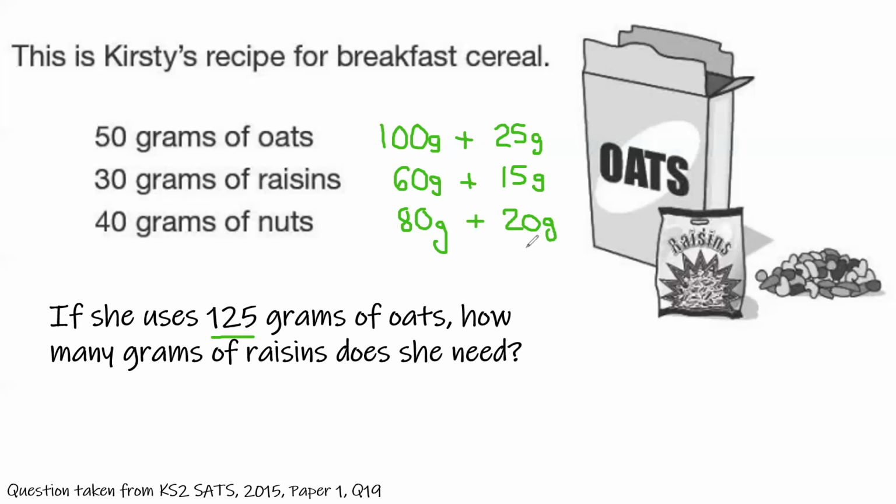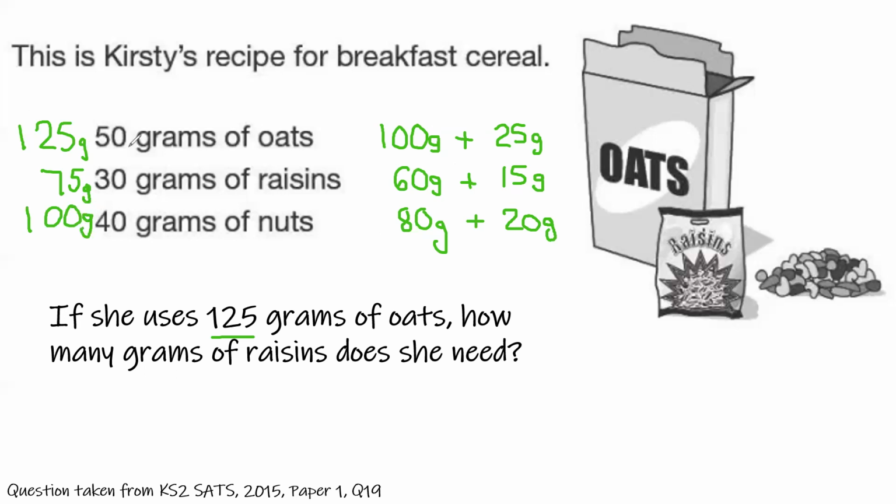For the grams of raisins, we can do exactly the same. So we did that for the oats and that worked pretty well. So let's do the same for the grams of raisins. So we've got 60 plus 15. That's going to give us 75 grams of raisins. Again, although we don't need it for the question, we can do the same for the grams of nuts. So we've got 80 plus 20. That's going to give us 100 grams of nuts that we need.